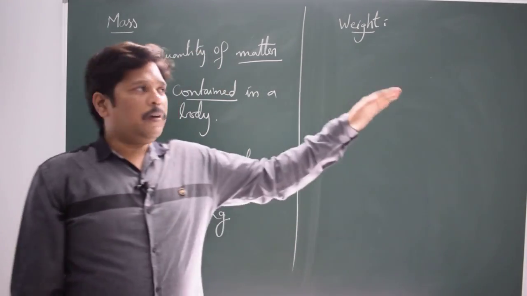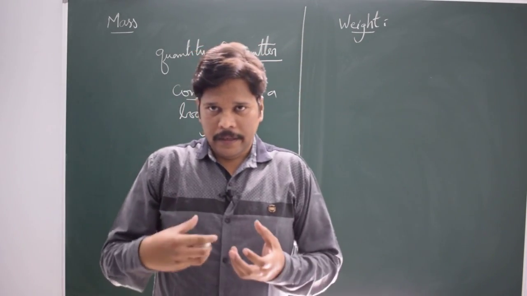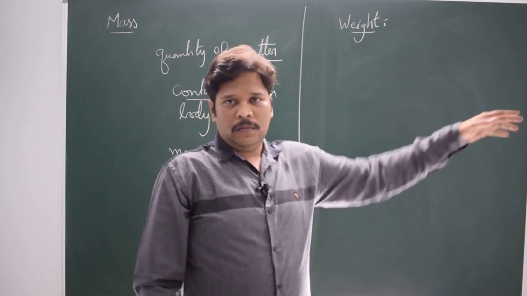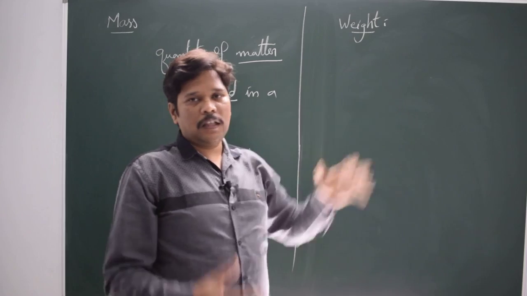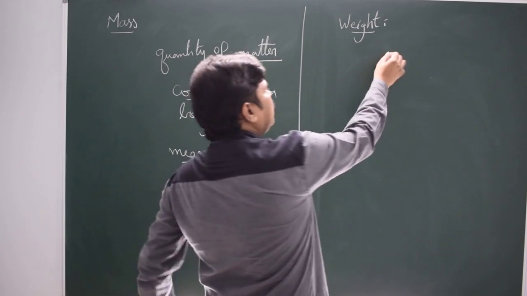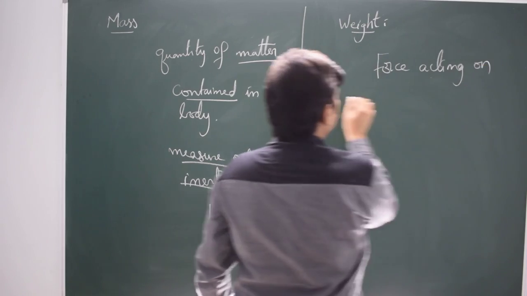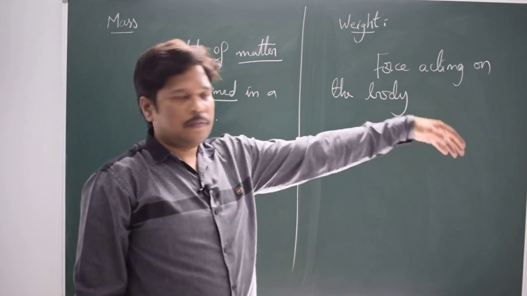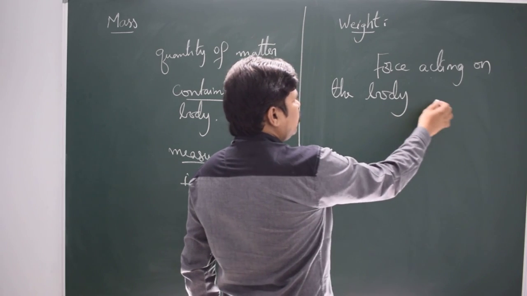We learn about weight. So weight is the force of attraction acting on the body. Most of the people get confused between mass and weight. So weight is nothing but the force acting on the body. If it is on the earth, you can also say it as force of attraction. What attraction will be there on the earth? Gravitation.